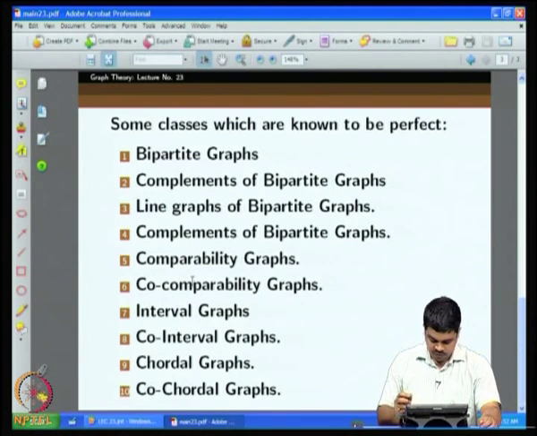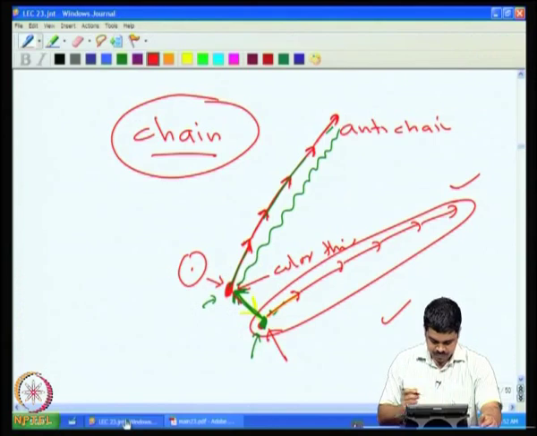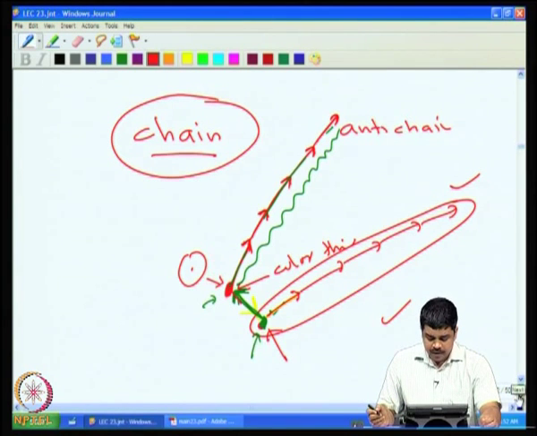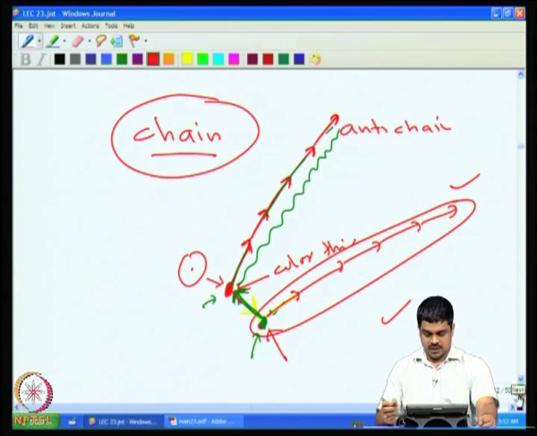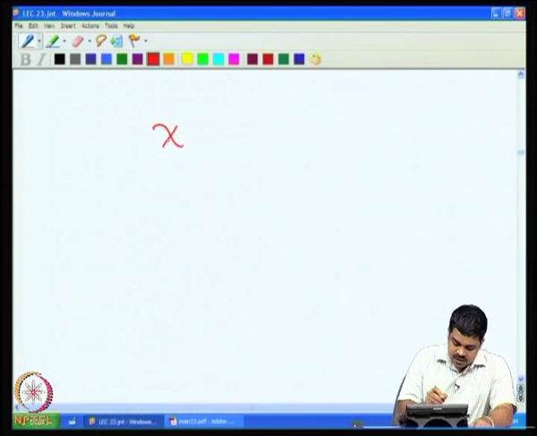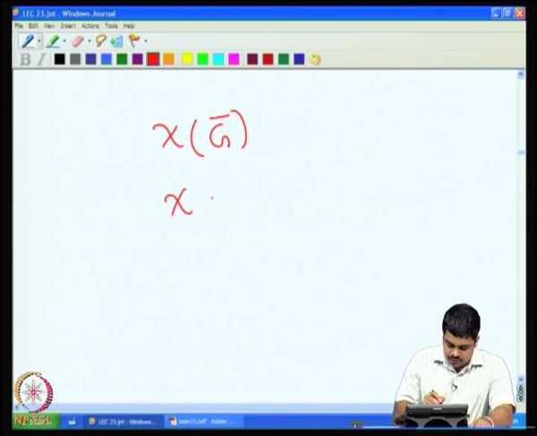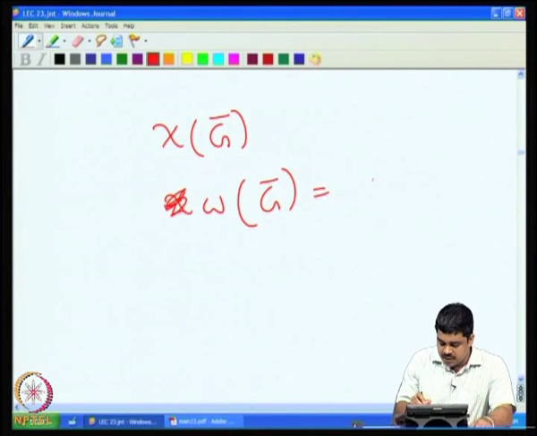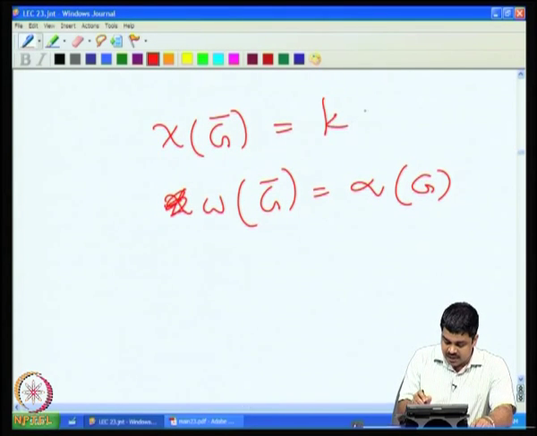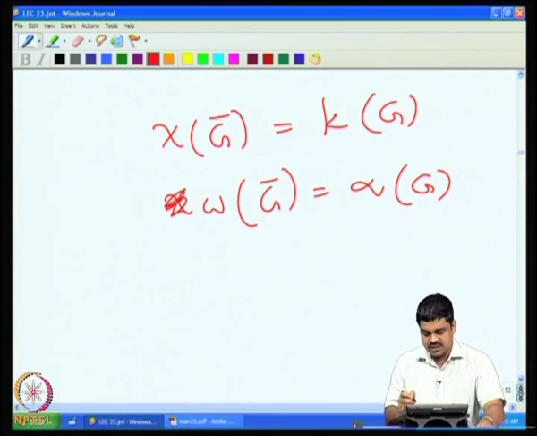So, what about co-comparability graphs? The co-comparability graphs means essentially the complements of these. So, again we ask what is chi there. I will say chi of g bar and omega of g bar. What is that? This omega of g bar is alpha of g, right, the independent set number. And chi of g bar is essentially the clique cover number of g. So, we can just ask what does it mean.